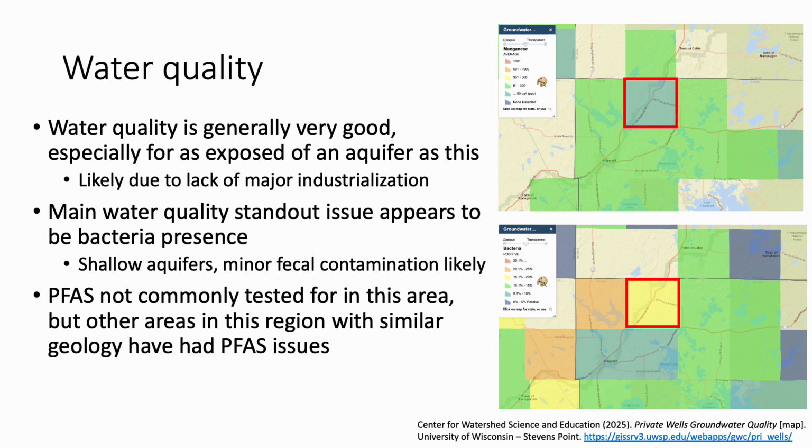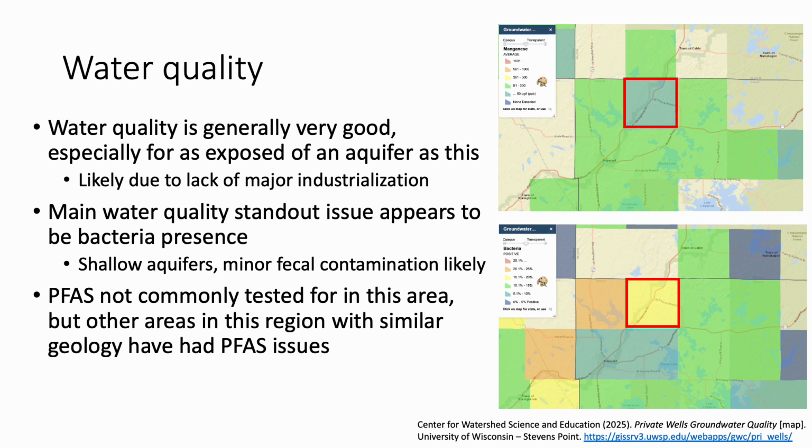The main water quality standout issue appears to be with bacteria presence. This one stuck out as a bit higher than others in its area. And this is very likely due to the shallow nature of the aquifer. And another potential cause of this would be some fecal contamination. That's very possible with these bacteria outbreaks that we see sometimes. I wouldn't call it an outbreak necessarily, but standout bacteria presence, I guess.